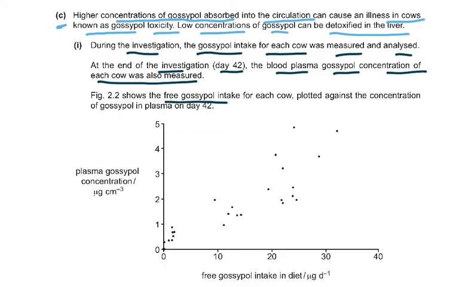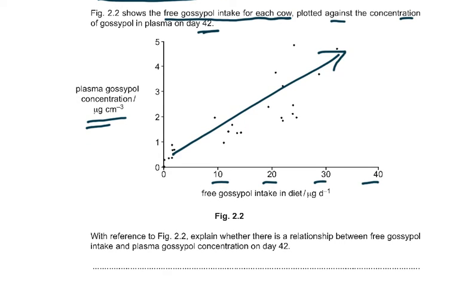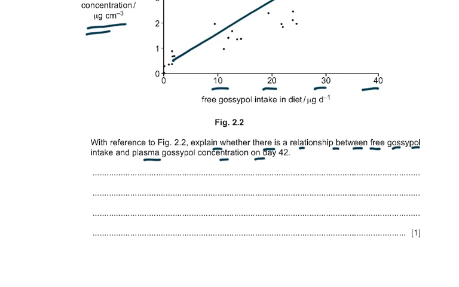Figure 2.2 shows the free Gossypol intake for each cow, 10, 20, 30, 40, plotted against the concentration of Gossypol in the plasma in micrograms per cm cubed on day 42. So now you can see there is a positive correlation: as free Gossypol intake increases, plasma Gossypol concentration increases. With reference to figure 2.2, explain whether there is a relationship between the free Gossypol and the plasma concentration on day 42. So it was a simple 1 mark question. As free Gossypol intake increases, plasma Gossypol concentration increases, or you can say it shows a positive correlation. So this was the 1 mark in which you had to write positive correlation.